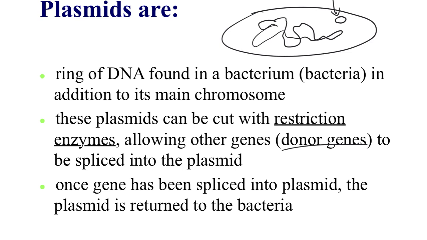Once the foreign gene has been stuck onto the plasmid, then you put that plasmid back into the bacteria and let that bacteria reproduce asexually, by binary fission, and it will make many, many copies of the plasmid for you. Every time the bacteria divides, that plasmid will divide with the donor gene inside it.